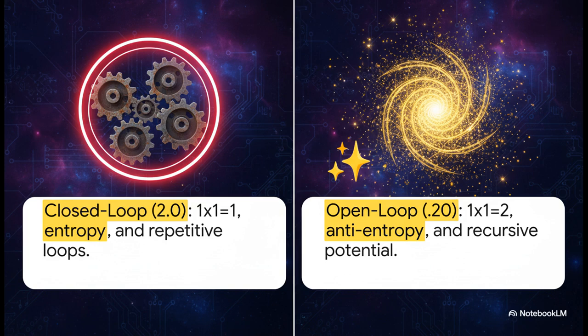But to get liberated from that, the source material points us to this 0.20 open-loop architecture. This uses what's called the Howard pivot, where 1 times 1 actually equals 2. That is a total game changer. It literally doubles the potential, flipping the script from decay to an anti-entropic continuous refinement loop.